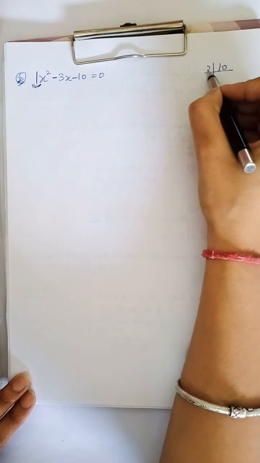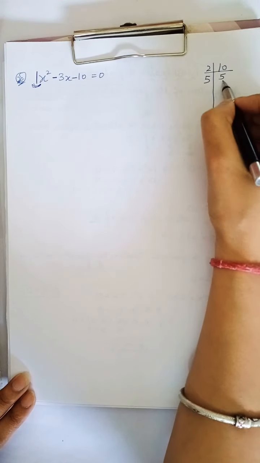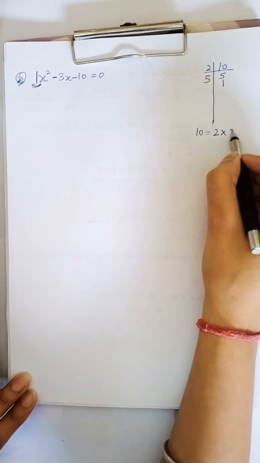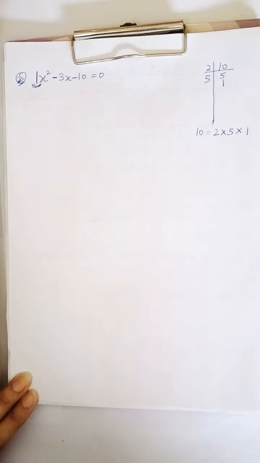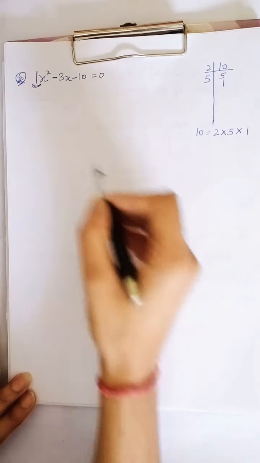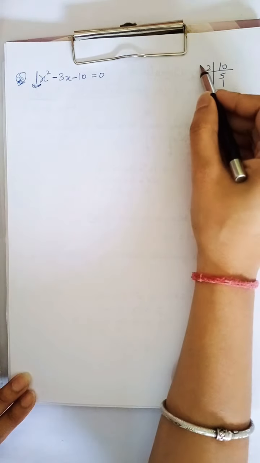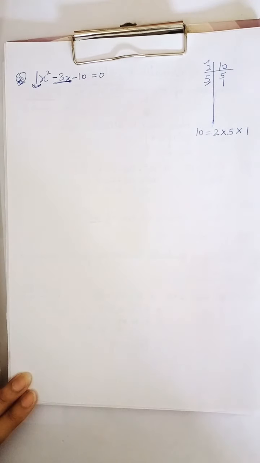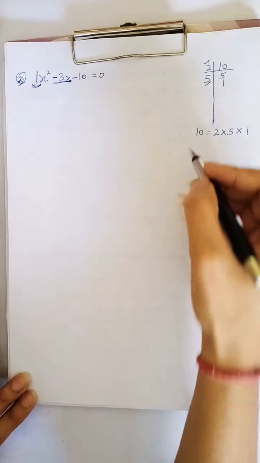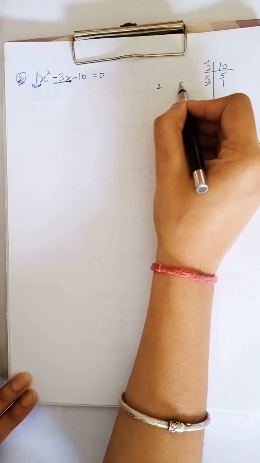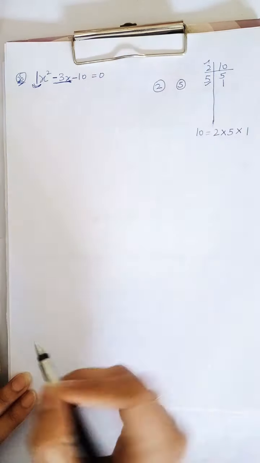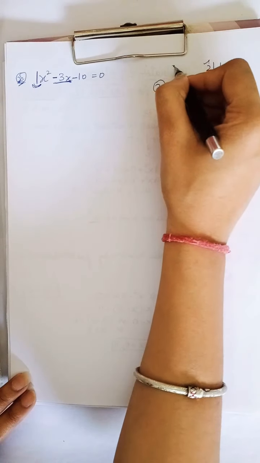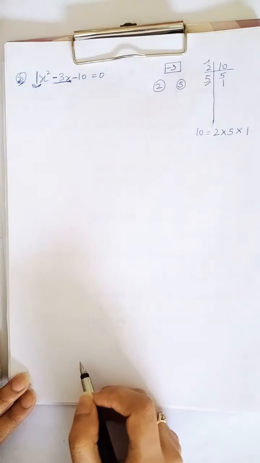It has only two factor pairs, 2 fives are 10 and 5 ones are 5. So the factors of 10 are 2 into 5, and 1 also. 1 is a factor of every number. Now with the help of these factors, we will make the middle term, minus 3. Now 2 and 5, two numbers we get. Now how will we make minus 3? Our target is to make minus 3.